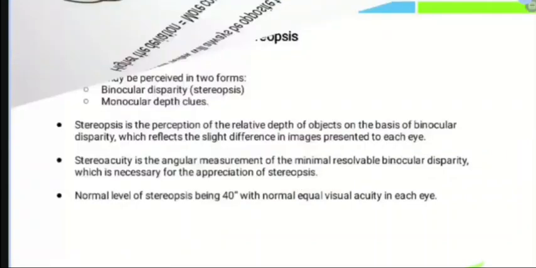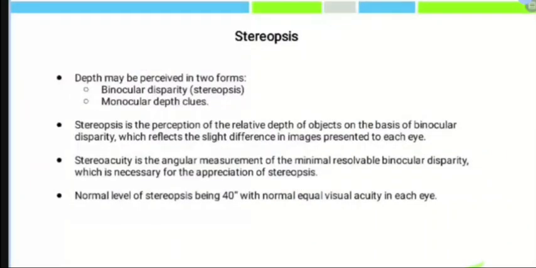So our next test is stereopsis. Stereopsis is roughly called the grades of binocular vision. So binocular abnormalities will also affect stereopsis. Stereopsis has two forms: one is binocular disparity and the other is monocular clues. Now we are going to see about binocular disparity, where strabismus can affect your binocularity. So what is stereopsis? Stereopsis is the perception of both the eyes.